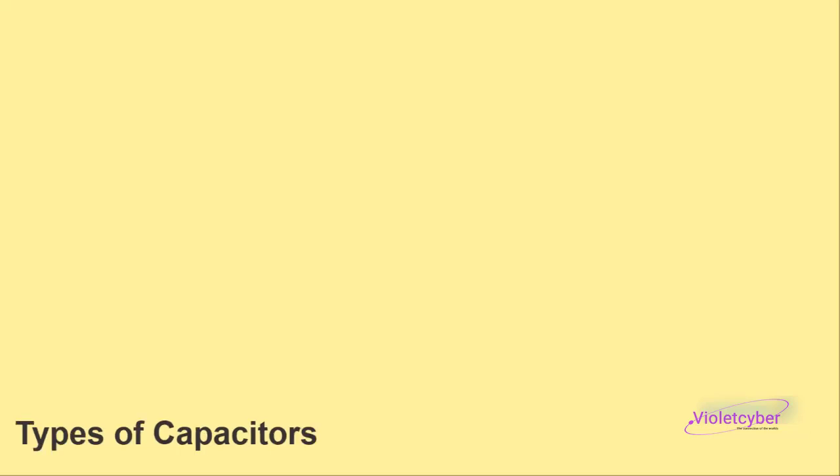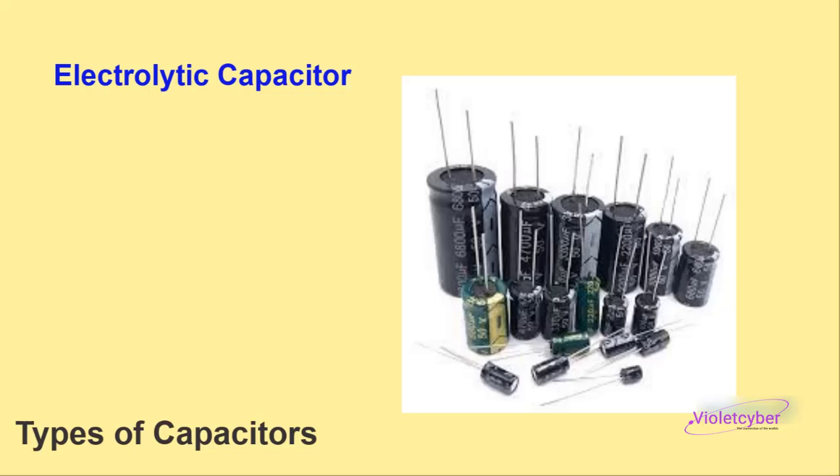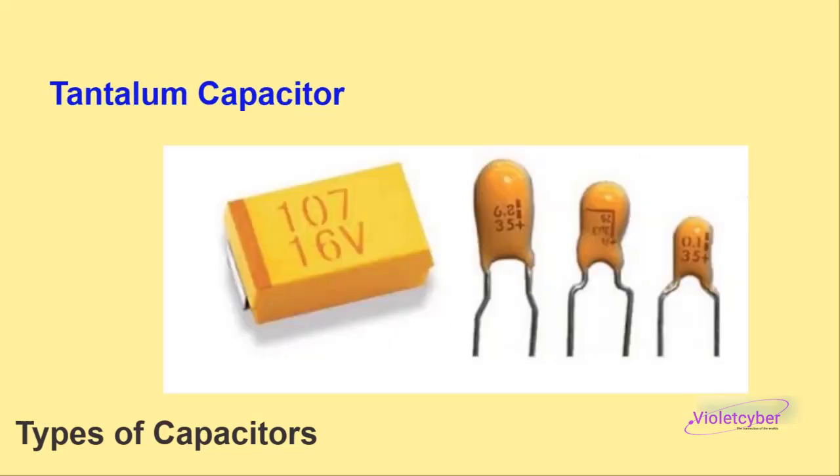Types of capacitors: ceramic capacitors, small and economical, high stability. Applications: filters, smoothing circuits, and high frequency circuits. Electrolytic capacitor, high capacitance compared to other types. Polarized. Applications: power supply circuits, voltage filters. Tantalum capacitor, more stable than electrolytic capacitors. A small size with high capacitance. Applications: digital circuits, power supplies.